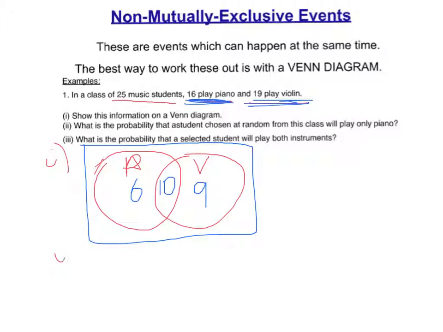Part 2 then. What is the probability that a student chosen at random from this class will play only piano? You can see that the only piano people is 6, out of a total of 25 students in the class. And then part 3, what is the probability that a selected student will play both instruments? You can see that's the part of the intersecting circles, so that's going to be 10 out of 25. We can divide them both by 5, and we get 2/5.